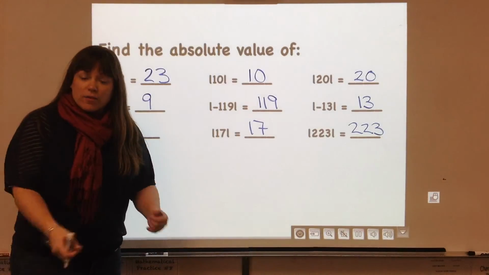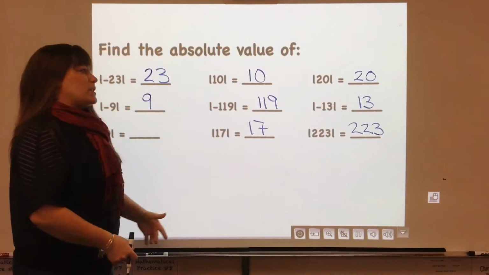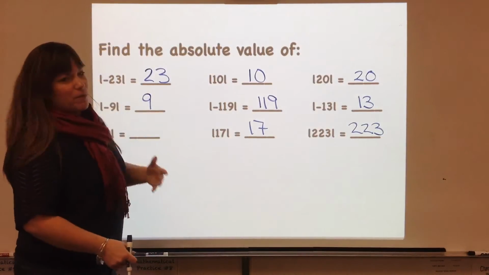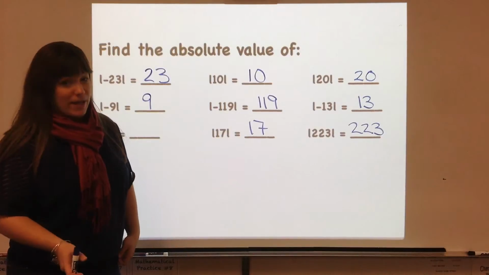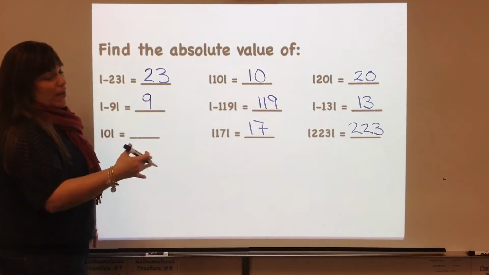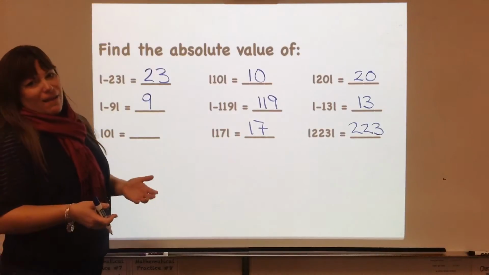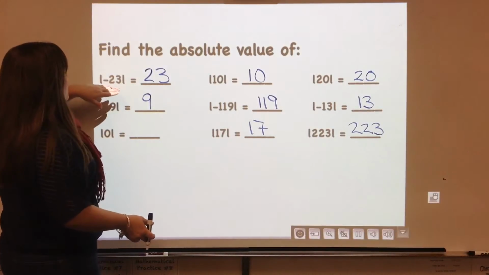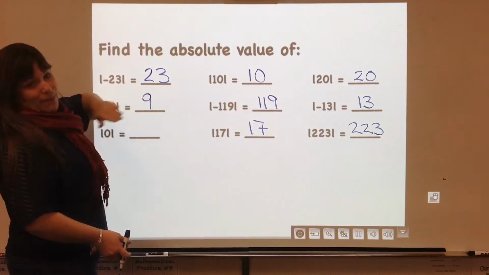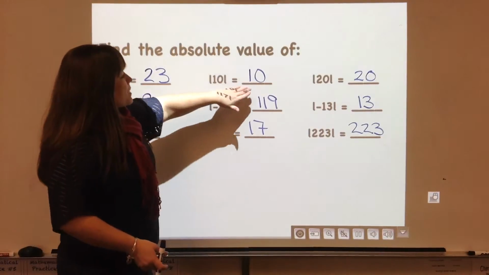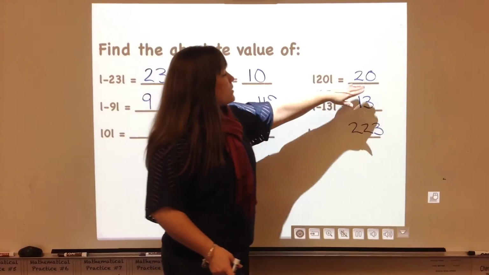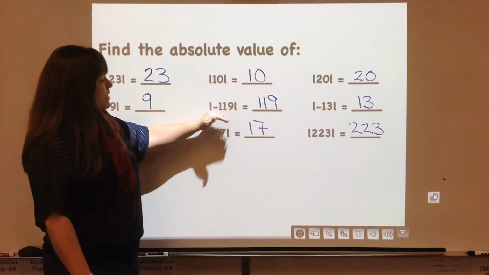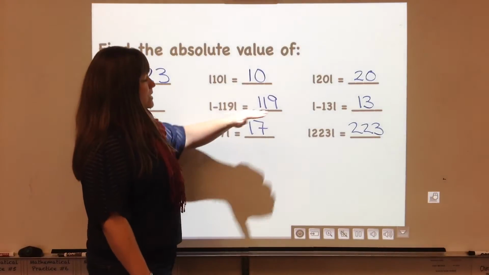Hopefully you did not have a problem figuring these out. You can always draw a number line. However, when the numbers get bigger, it might be more problematic to draw that, to try to see and count, but it's always the positive value of whatever number is inside when there is only one number. So -23, the absolute value is 23. 10 is 10, the absolute value of 20 is 20, and the absolute value of -9, 9. The absolute value of -119 is 119.